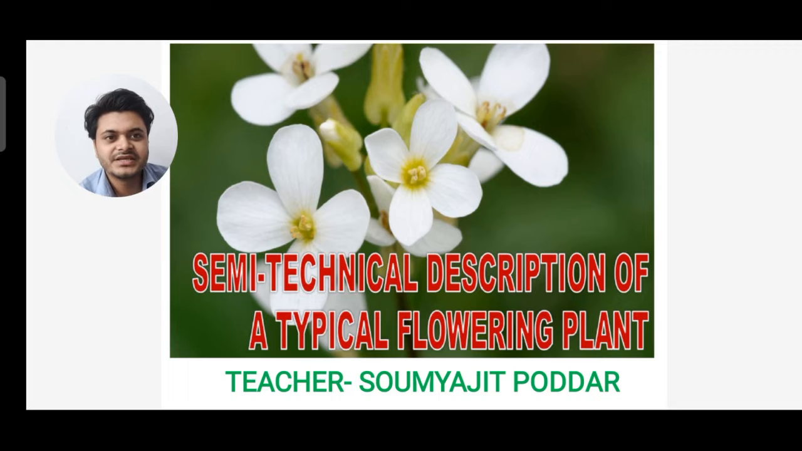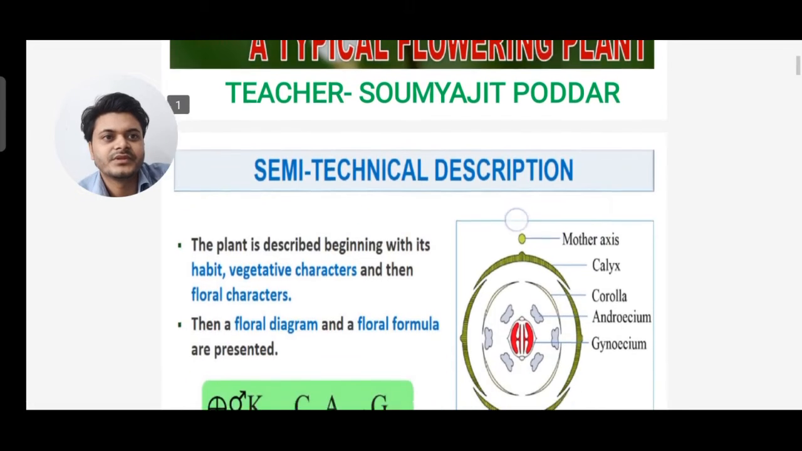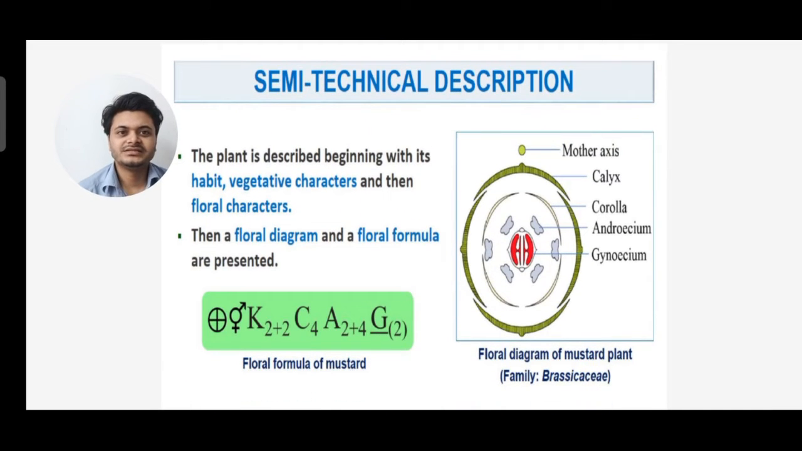So let's see the semi-technical description of a typical flowering plant at first. The plant is described beginning with its habit, vegetative characters, and then the floral parts. Then the floral diagram and floral formula are presented. First you can see the floral formula. First you can see the plus sign, that is the actinomorphic sign. Next is the bisexual sign. Then calyx, denoted by a capital K, and corolla, denoted by capital C. Then the androecium sign, and then the gynoecium sign.